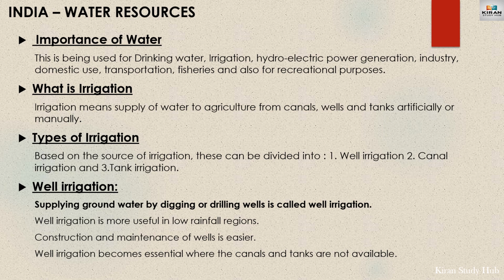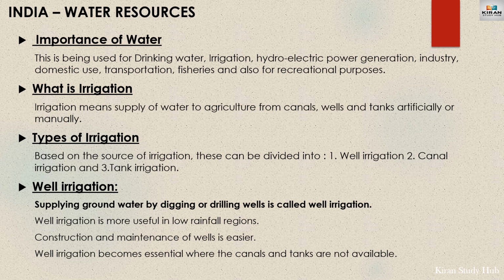Next, what is irrigation? Irrigation means the artificial supply of water to agriculture to cultivate crops through canals, wells, tanks, etc. The types of irrigation: based on the source of irrigation, it can be divided into well irrigation, canal irrigation, and tank irrigation.